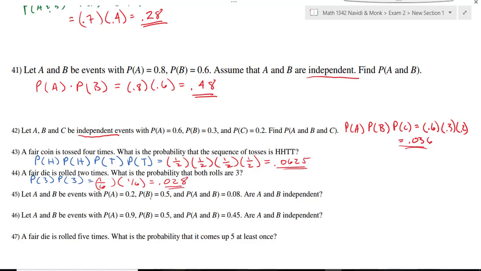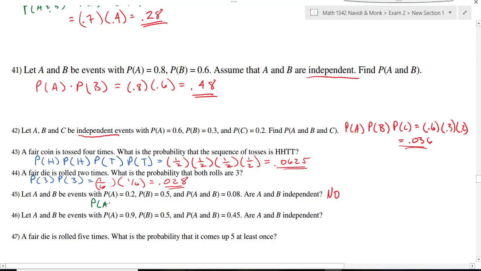Let A and B be events with the probability of A equals 0.2, the probability of B equals 0.5, and the probability of A and B equals 0.08. Are A and B independent? No, because if they were independent, the probability of A and B would be 0.1, because that would be equal to probability of A times probability of B. So this would be a no.